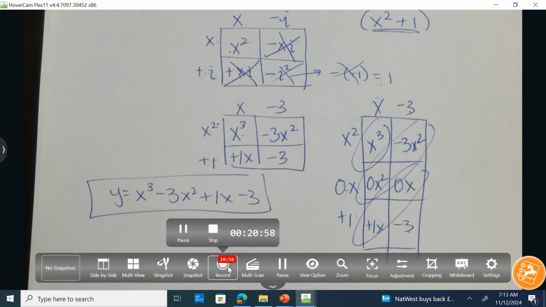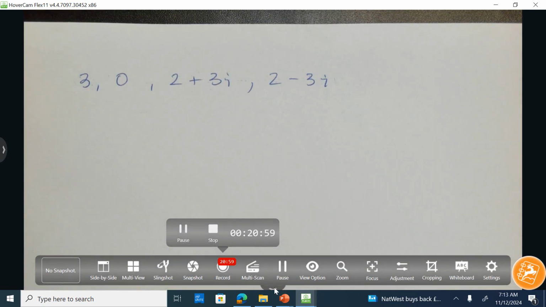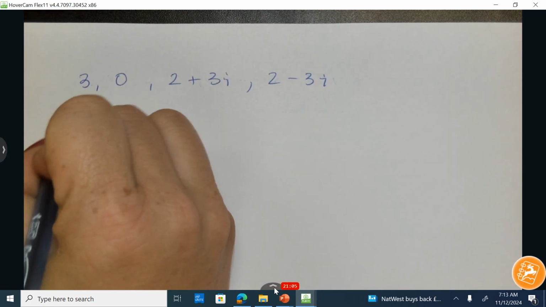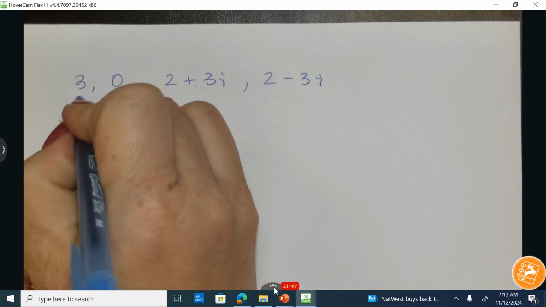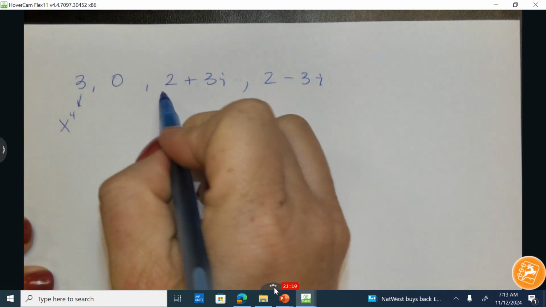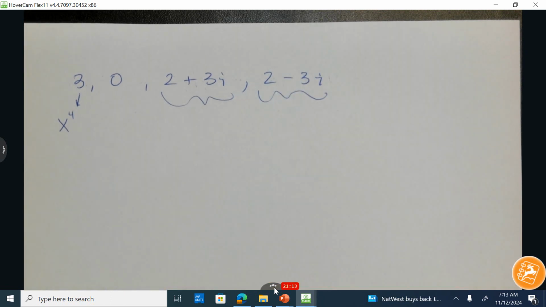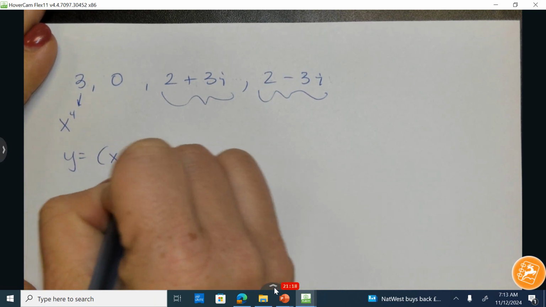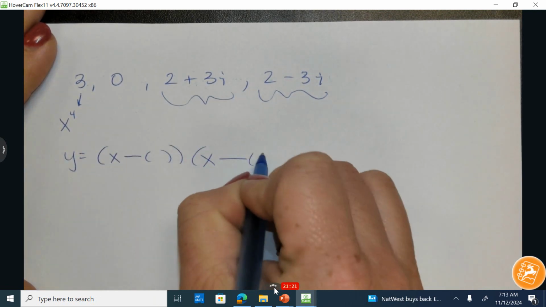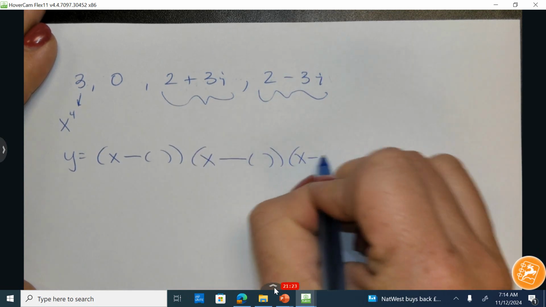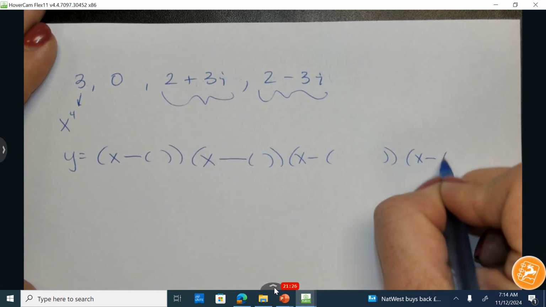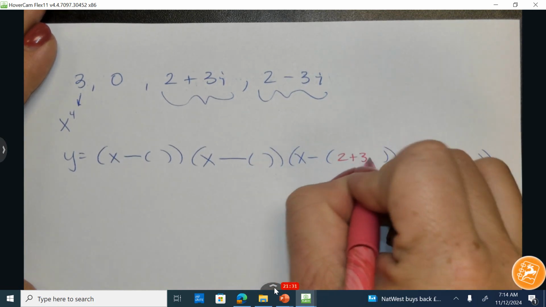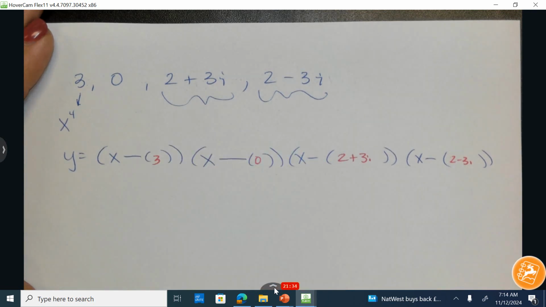Let's do one more. In our last example, we're going to go through the same thing. I have 3 different solutions, so I know my final answer will be x to the 4th. 4 solutions, 2 are real, 2 are complex. I'm always going to take care of the complex first. They come in pairs. So I'm going to start right now with y equals x subtract, and I'm going to leave a little more space here, x subtract and x subtract. In those spaces, I have 2 minus 3i, 2 plus 3i, 0, and 3.